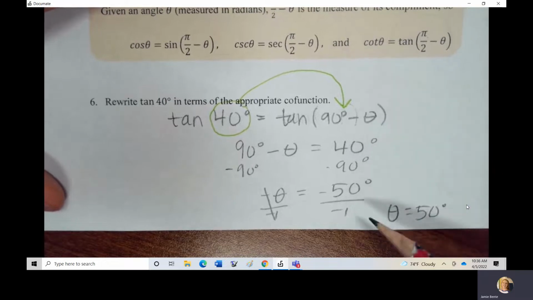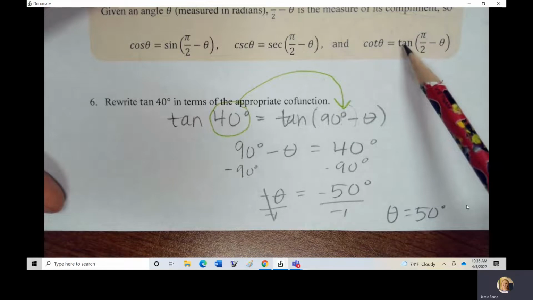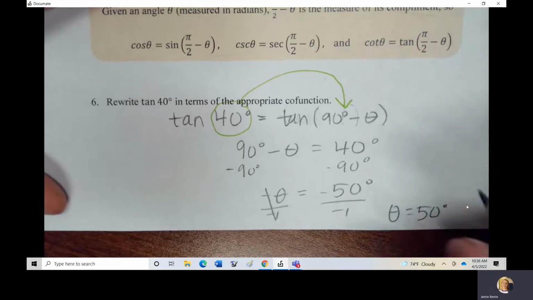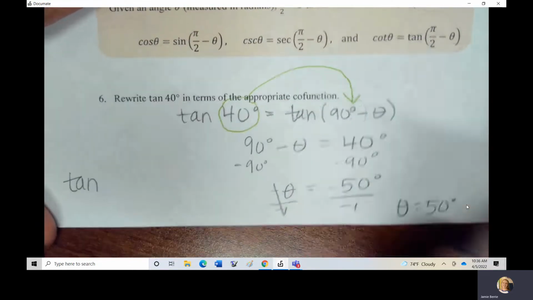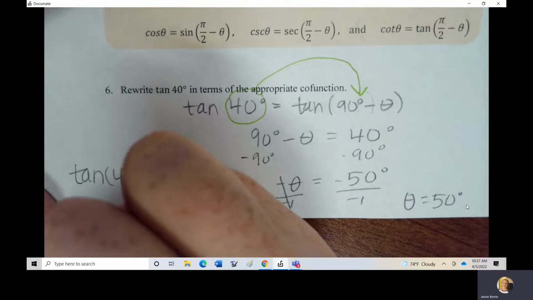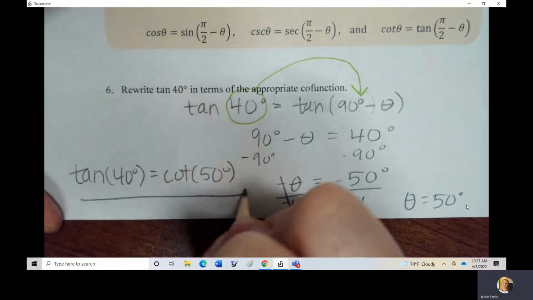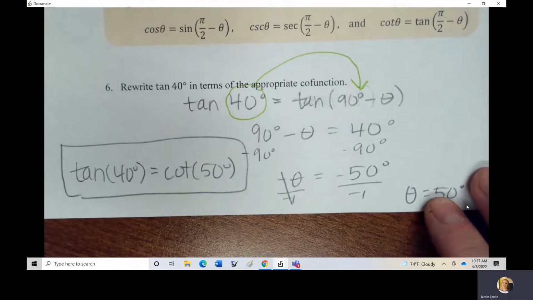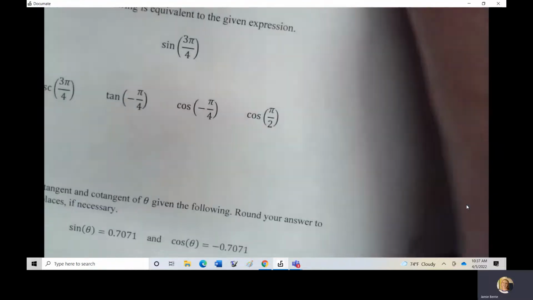All right, so that means that following this formula, tangent of 40 degrees is the same thing as cotangent of 50 degrees. All right, so tangent of 40 degrees is equal to cotangent of 50 degrees. All right, so just applying the formula.